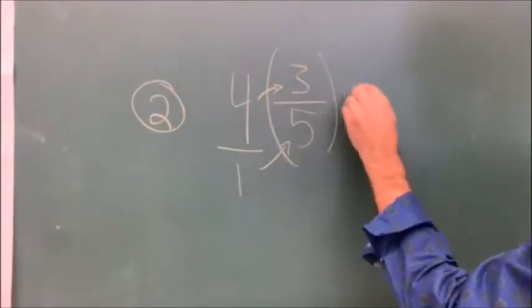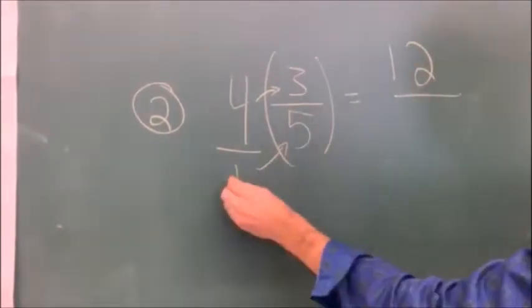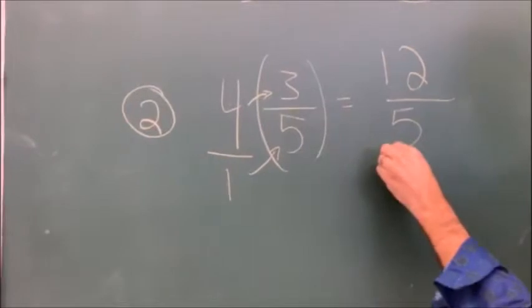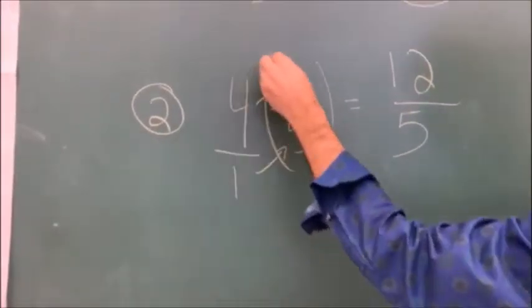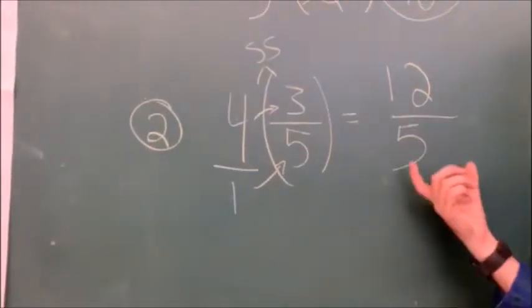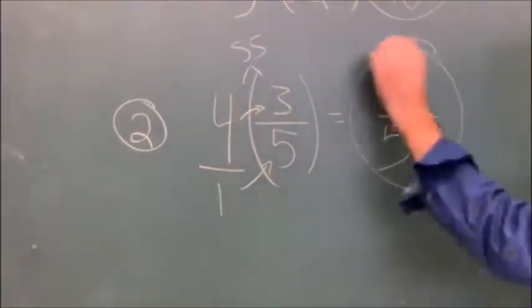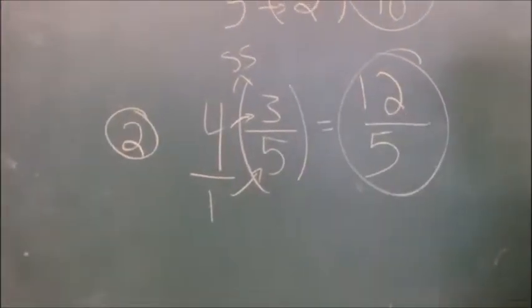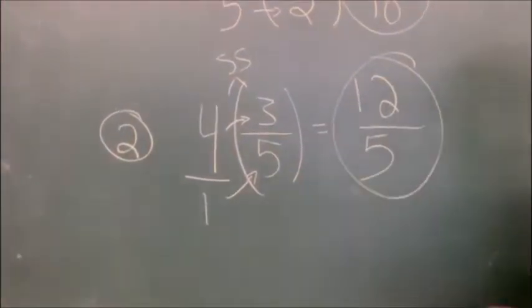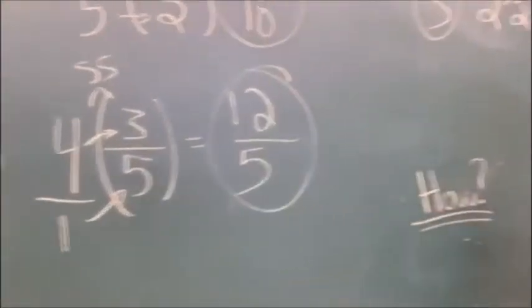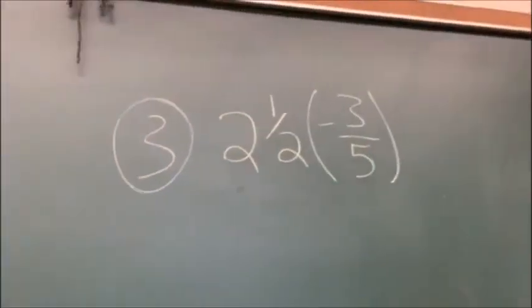So 4 times 3 is 12. 1 times 5 is 5. They are both the same signs, so my answer will be a positive. So here is my answer. And again, there will be another video about how to change this into a number that makes a little bit more sense, okay? All right, let's check out our last problem, number 3.